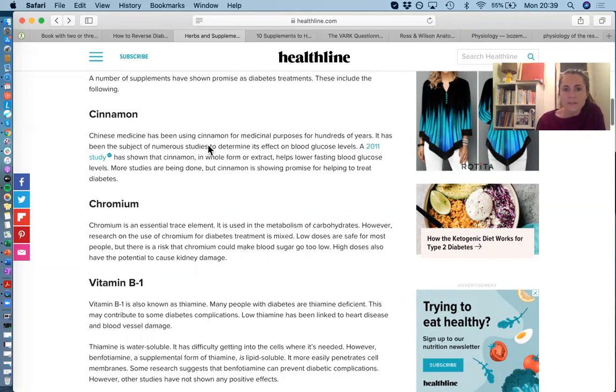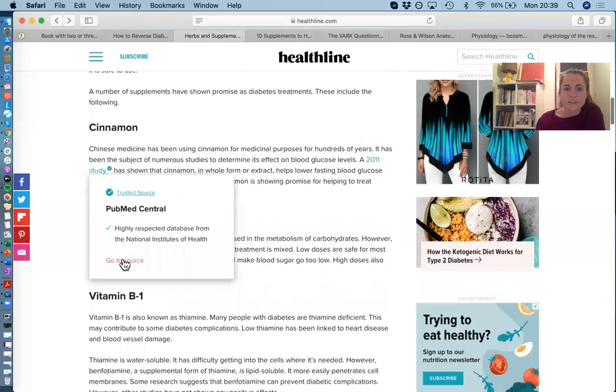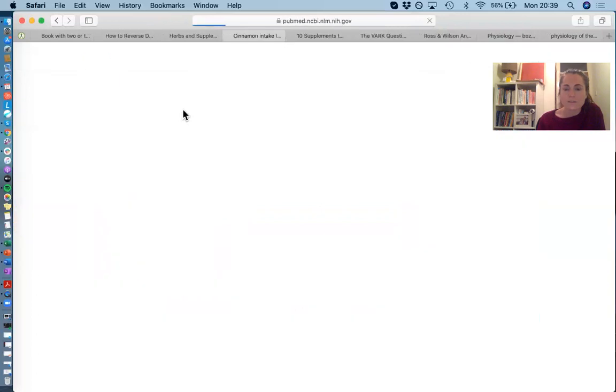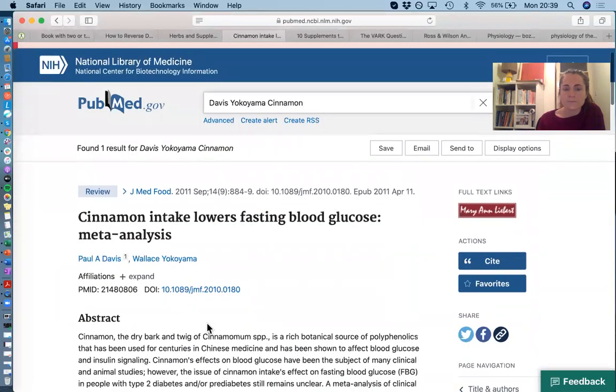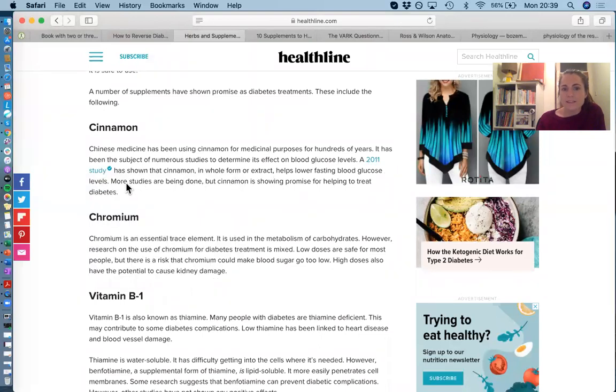He has put in here that a 2011 study has shown that cinnamon in whole form or extract helps lower fasting blood glucose levels. So we can click into this study. And it's a meta-analysis, so this is a good source of information. But then it says more studies are being done, but cinnamon is showing promise for helping to treat diabetes. That sentence could say more studies need to be done, but again, it needs to be referenced as well.